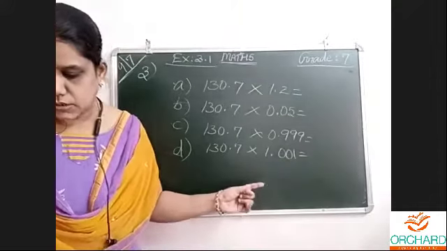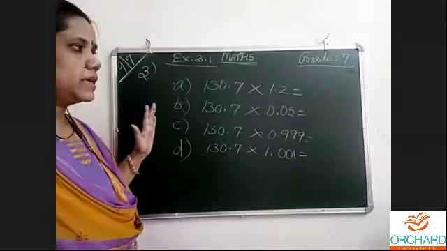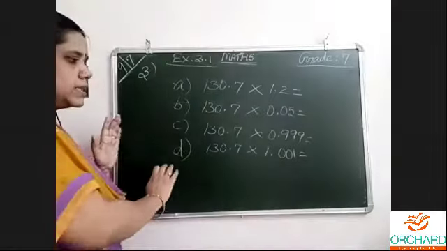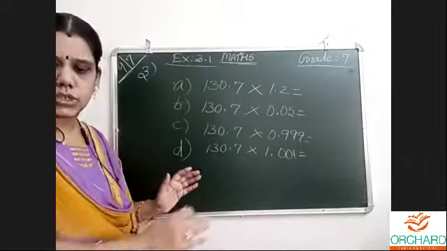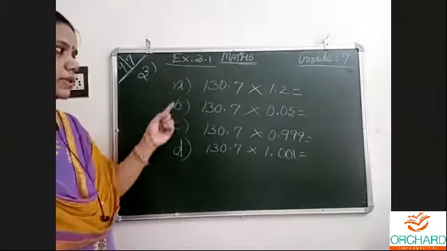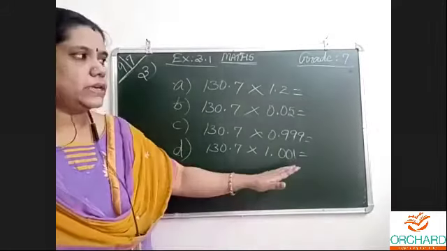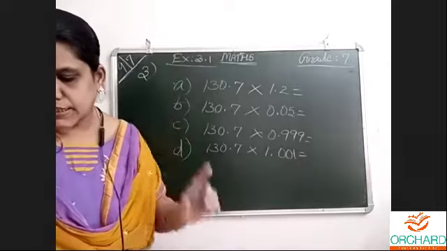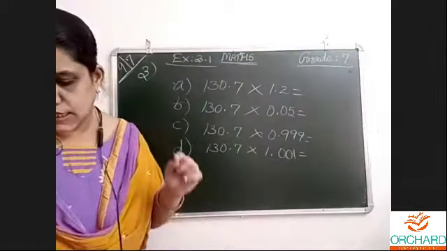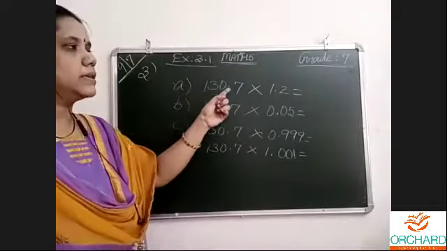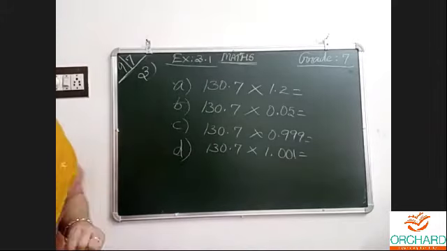0.99, 1.001. Now concentrate. This is question number 3. All these questions are one question only, considered like one part. What is the common question? Without doing any calculation, we need not do multiplication of anything. Determine which of the following multiplication expressions will give a product which is less than the first number, 130.7. Which one will give a product which is less than 130.7?